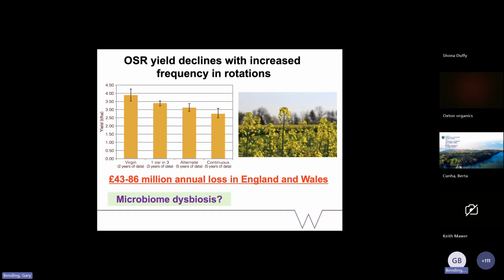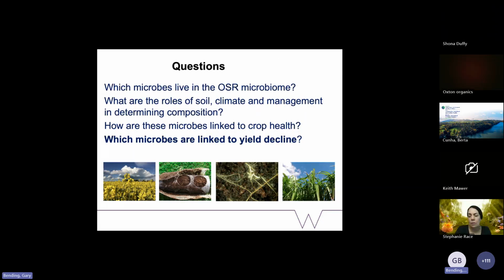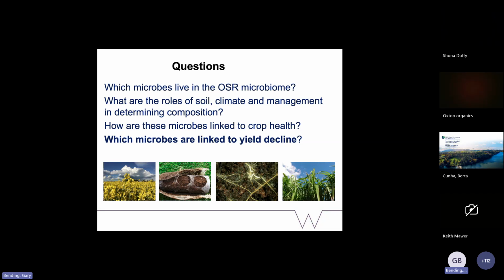And so we thought this was about microbiome dysbiosis. For the project, we got some funding from BBSRC in this Sarissa initiative, and we were asking a number of questions. First of all, which microbes live in the oilseed rape microbiome? And then what factors shape the microbiome? What controls which organisms live in the microbiome of oilseed rape? What are the roles of soil type, climate, and the way in which we manage the soil and the crop in determining composition? And then thinking about the assembly of these microbial communities, how are those linked to crop health? And particularly, how are these microbes linked to crop yield decline?